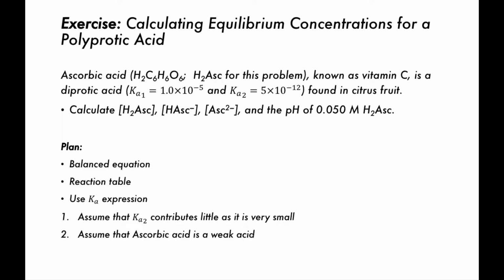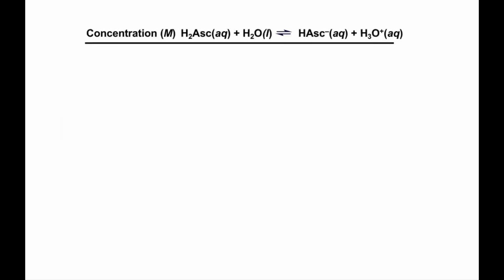So our plan, as always, involves writing out our balanced equation, writing out our reaction table, and using our Ka expression. We're assuming that Ka2 contributes little, as it is very small, and we assume that ascorbic acid is a weak acid, which it most likely is because it's an organic acid. We've generally seen that whenever these Ka2 values are really small, they don't really do much. Now, we can check that later on. Maybe we'll just do the calculation anyway and see, just to make sure. So write out our balanced equation here at the top.